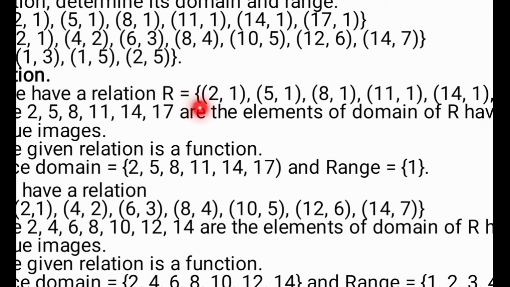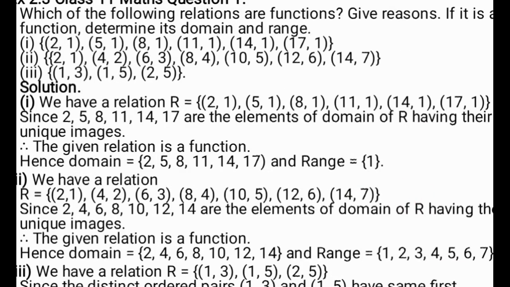R = {(2,1), (5,1), (8,1), (11,1), (14,1), (17,1)}. Since 2, 5, 8, 11, 14, 17 are the elements of the domain of R having their unique images, therefore the given relation is a function. According to our definition, it is a function. The first elements are the domain: 2, 5, 8, 11, 14, 17, and the range equals {1}.